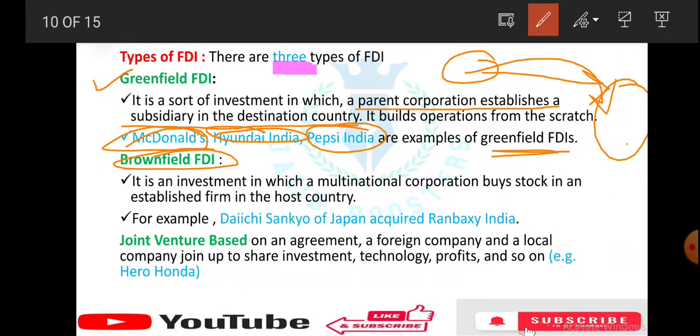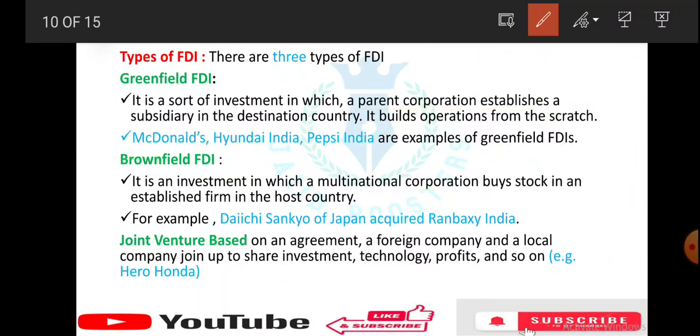What is brownfield FDI? It is an investment in which a multinational corporation buys stock in an established firm in the host country, like Daiichi Sankyo of Japan acquired Ranbaxy India. Joint venture: based on an agreement, a foreign company and a local company join up to share investment, technology, profits and so on. Hero Honda.